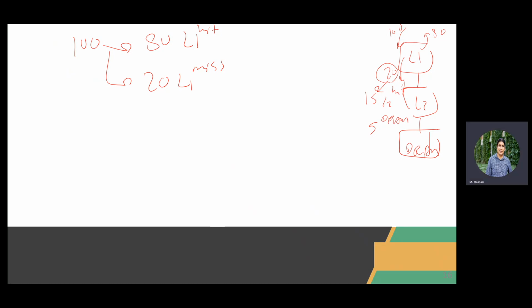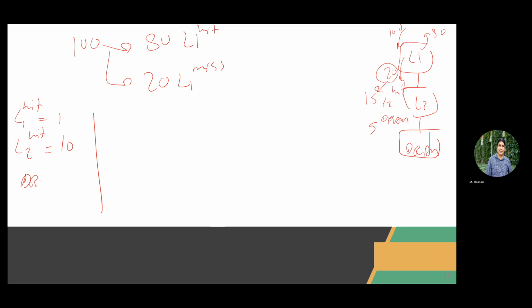We need some numbers here. L1 access, which is L1 hit, is one cycle. Let's say L2 hit is 10 cycles, and DRAM access is 100 cycles. Okay, so these are my numbers for this cache hierarchy.